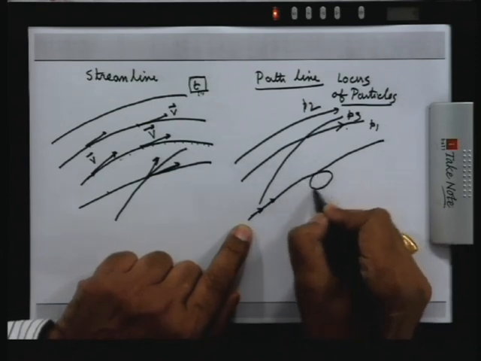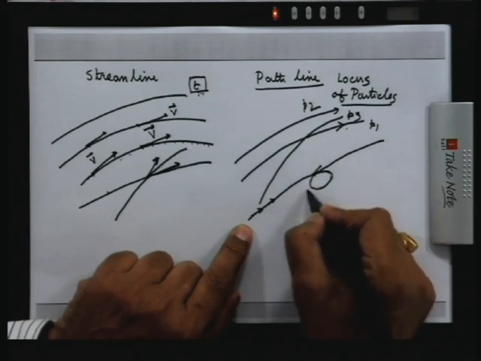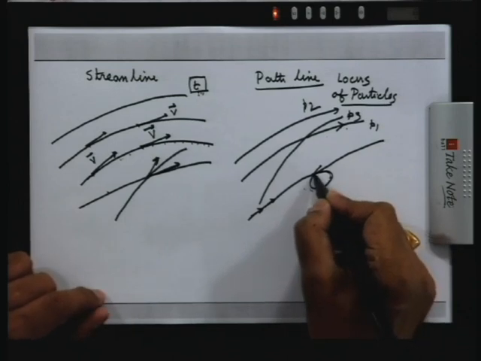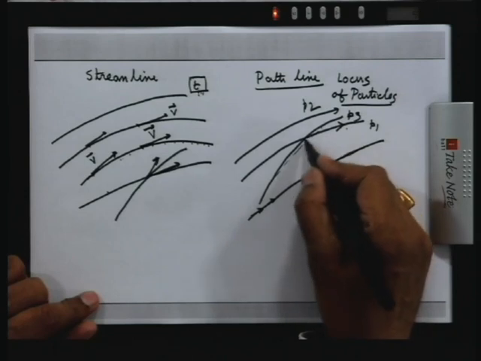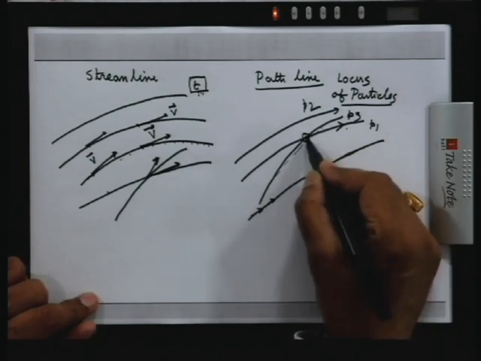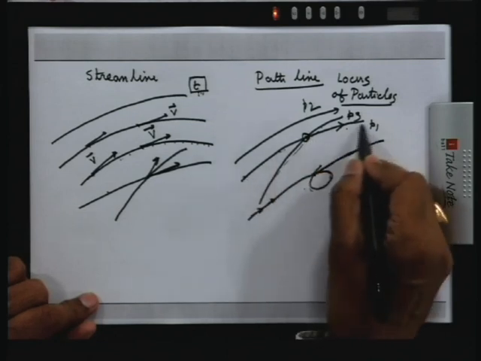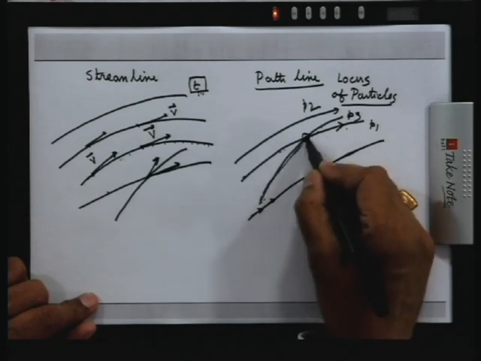It can intersect itself, that means at some time the particle velocity is in this direction. When it comes back, because of a circulatory motion in the flow field, it has come to the same point and has a different velocity. Similarly, two path lines can intersect at this point. This point can show different velocities at different times, when particle P1 has come here, and another particle may cross here at a different time.